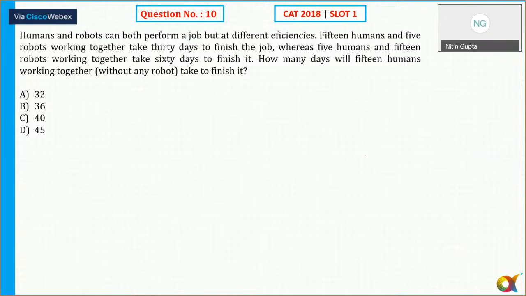Question number 10 says humans and robots can both perform a job but at different efficiencies. 15 humans and 5 robots working together take 30 days. So, again, a very standard question. 15 humans and 5 robots together can complete the work in 30 days, so multiplied by 30 to finish the job. Whereas the same work will be completed by 5 humans and 15 robots in 60 days, so into 60. The question is how many days will 15 humans working together without any robot take?